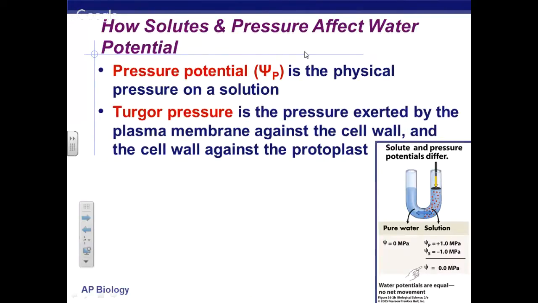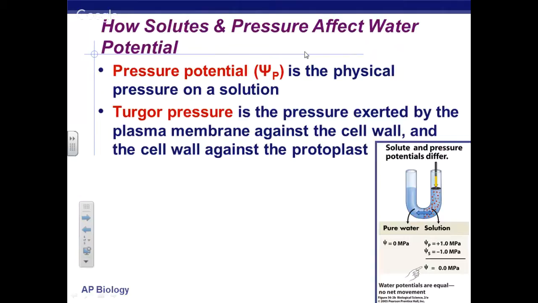Okay, so the pressure potential is here. It's the actual physical pressure in the solution. So something that's open, like a beaker that's open to the atmosphere, doesn't have any extra pressure exerted on that water. Okay, like in this picture here. But notice on the right side, there's a plunger. You see that plunger? That's a physical pressure force. Okay, and that's going to exert a pressure on the solution.